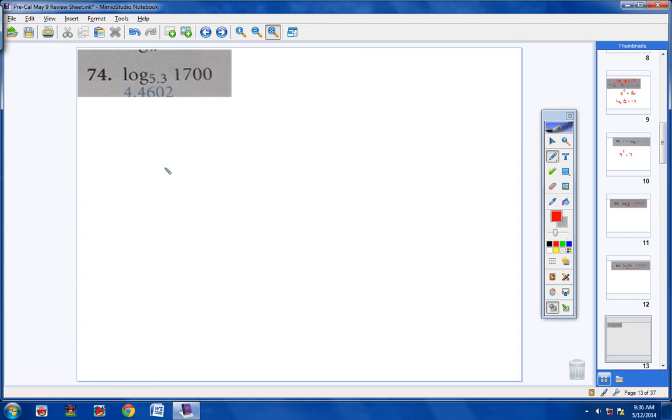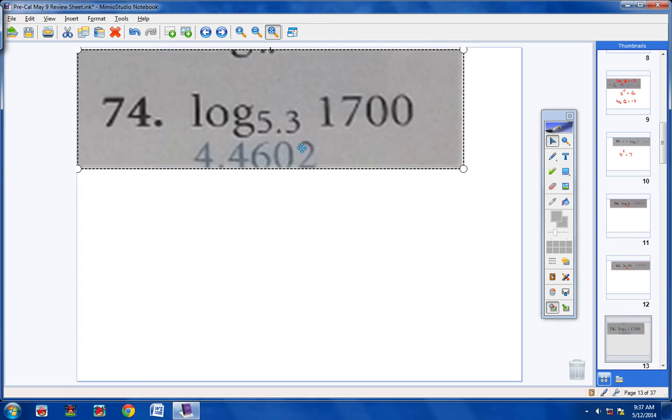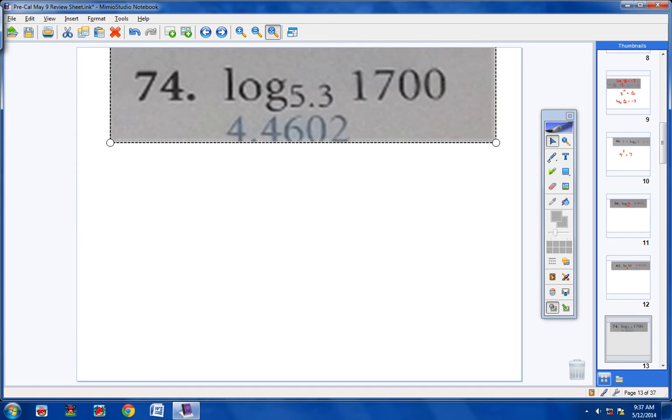Now we're going to get into the ones that your calculator doesn't do, quote unquote, specifically. Okay, so on the test or a quiz, if I ask you guys to type this into your calculator, the first thing you should notice is that your calculator only does base 10 and base E. It does not do base 5.3.